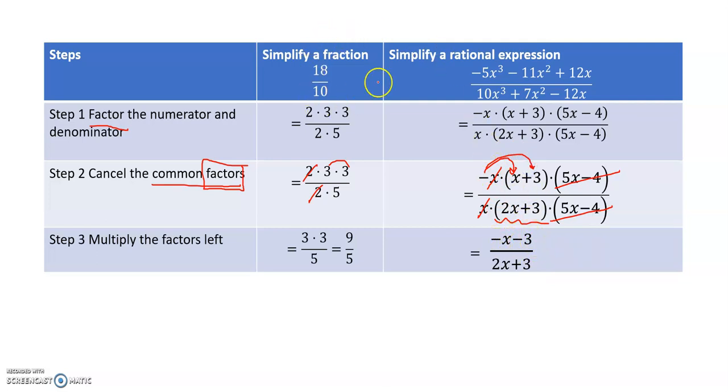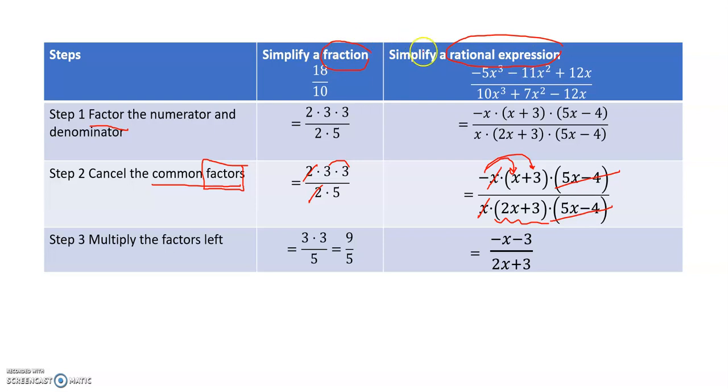So comparing these 2 types of questions, although a rational expression is much more complicated than a fraction because it has numbers and variables, the process, as we can see, of simplifying a fraction and simplifying a rational expression is very much similar. So today we're going to talk about how to multiply or divide two rational expressions.